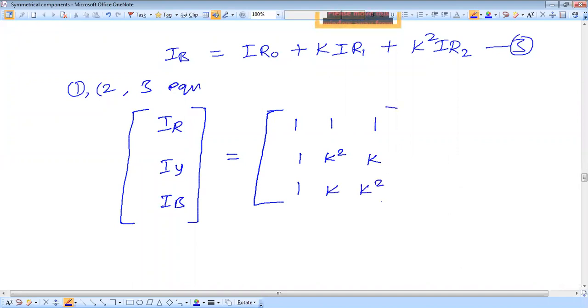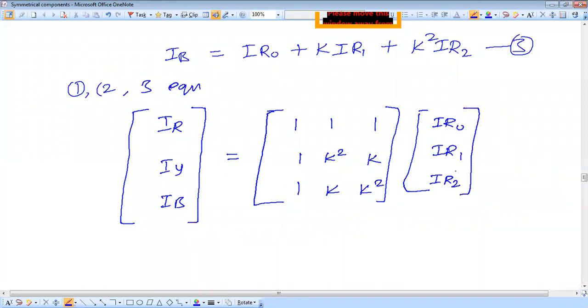In terms of symmetrical components, we can write this as IR0, IR1, IR2. Now, if you know the R phase sequence components, that is R phase zero sequence, R phase positive sequence, R phase negative sequence, if you know the one phase of the sequence component, I can easily identify the unbalanced quantity. Any unbalanced system, we can identify.